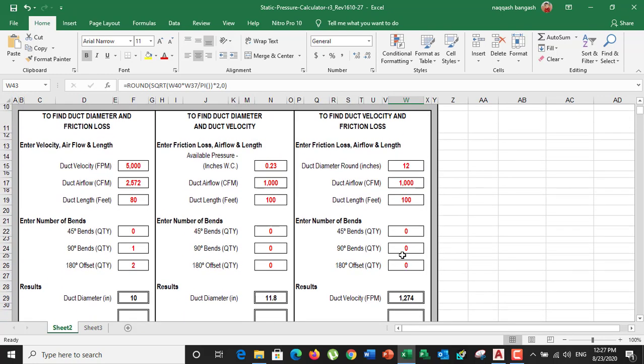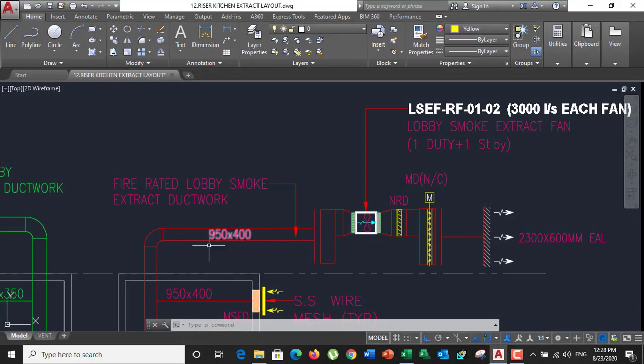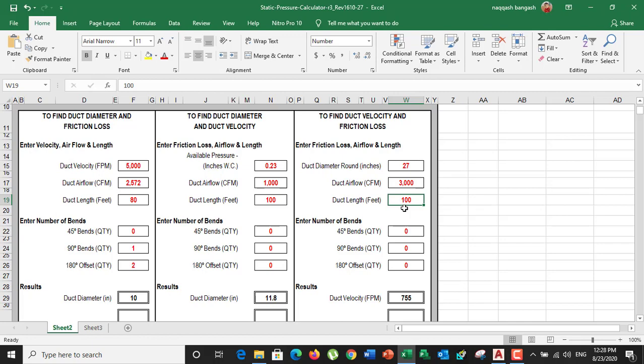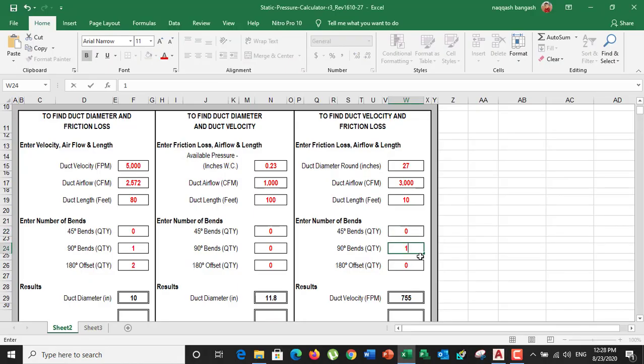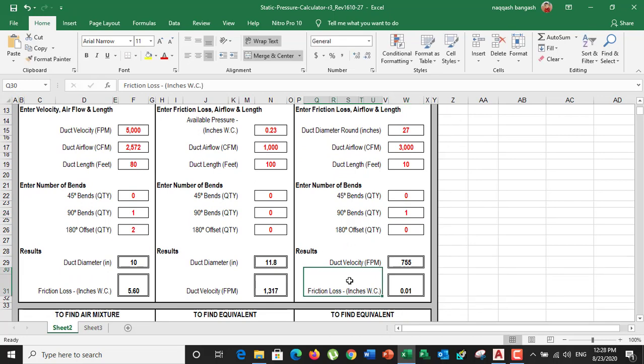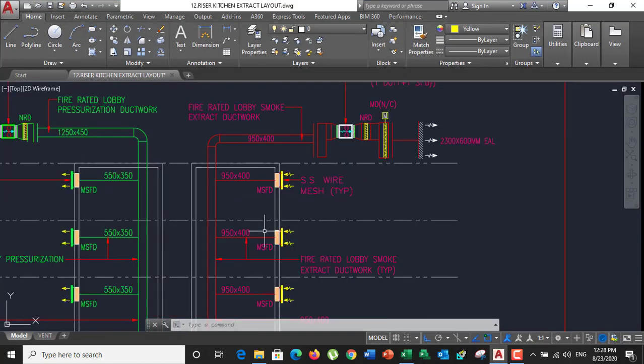So you will just put this diameter here, 27 inches, and duct airflow 3000. And what is the length of this duct? In this case it's about 10 feet of duct. So I will put 10 feet here, and you can see there is only one elbow, which is 90 degrees, and there is no offset. So I will just leave it as is. In this duct the friction loss is 0.01 inches of water column. You calculate the same for the other duct.